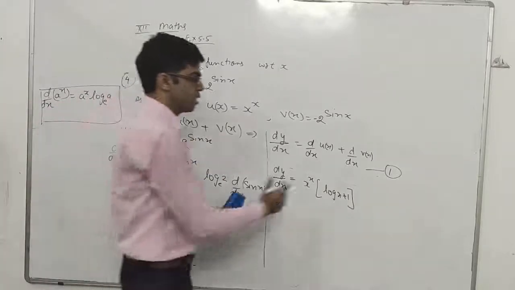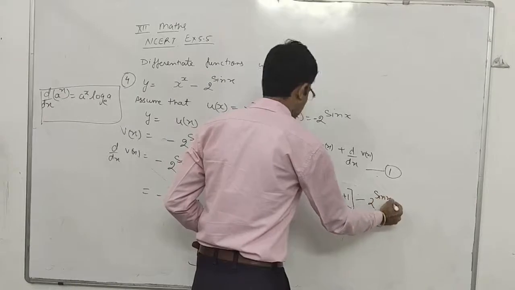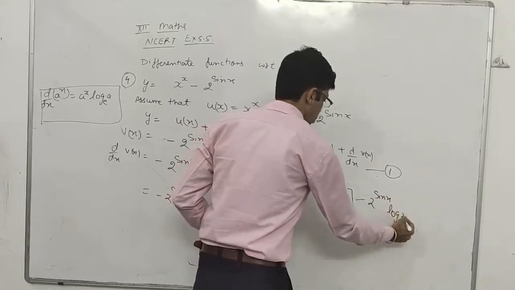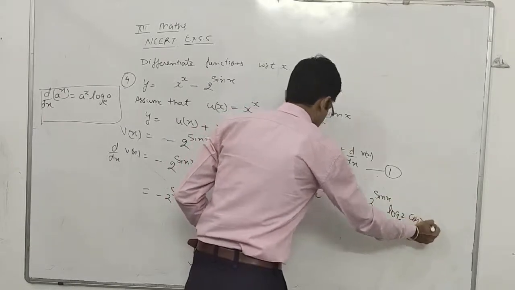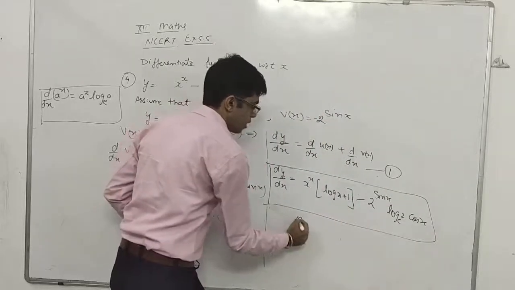We can use this in the first, put its value, and we will get log 2 cos x. So this is the final answer.